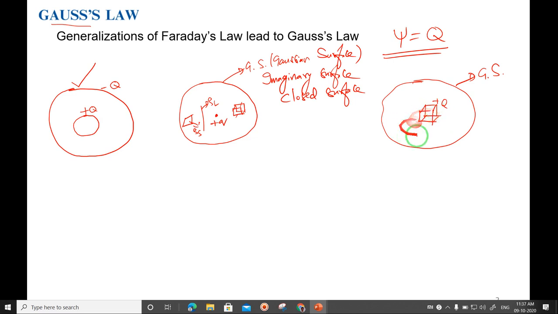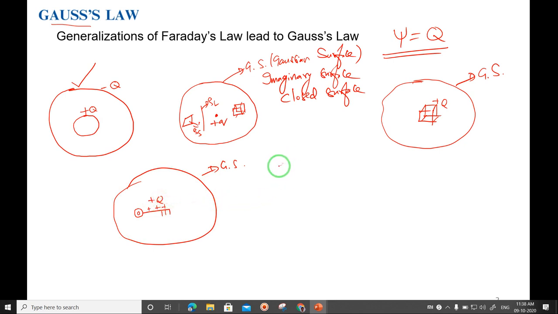And not only that, it need not be symmetric in nature. Let me take a brass key and assume that it is positively charged everywhere. I enclose it within a closed Gaussian surface, and this also holds good. This is plus Q. So the total amount of electric flux lines leaving the closed surface, psi, is equal to the total charge enclosed. He extended Faraday's experiment and generalized it. Generalization of Faraday's law led to Gauss law. We will see the mathematical form of Gauss law and its representation, and we'll also see the proof of Gauss law.